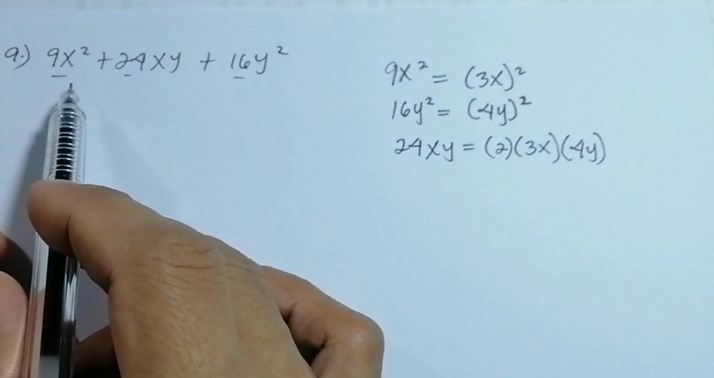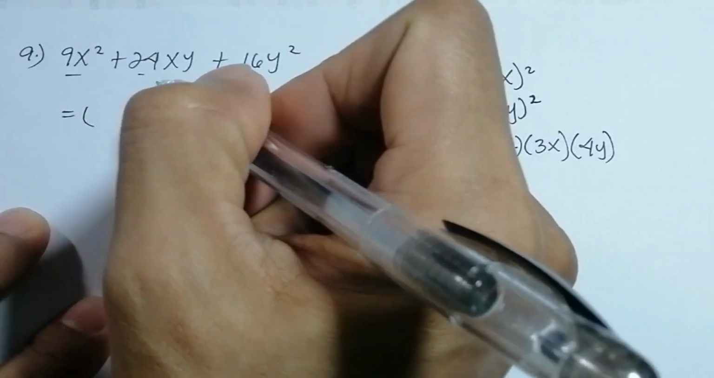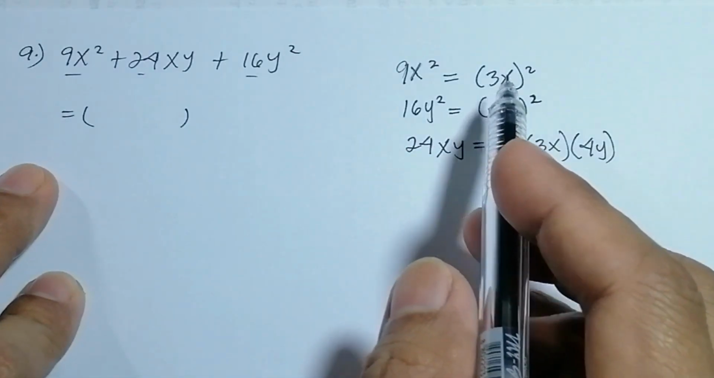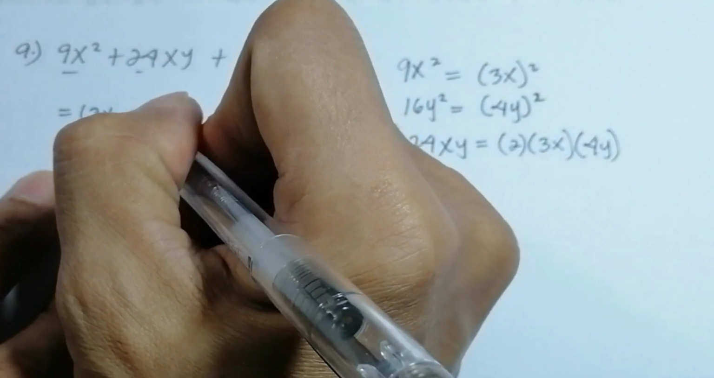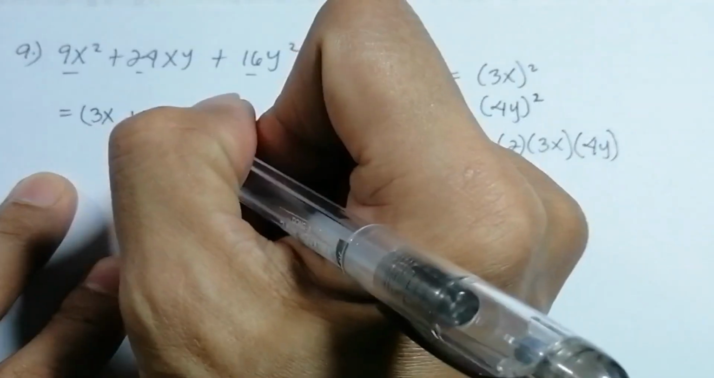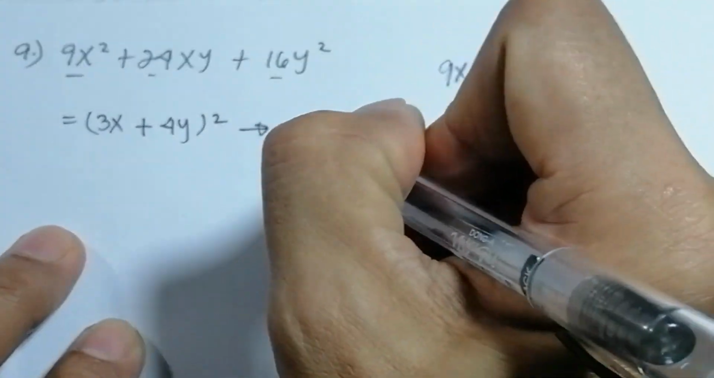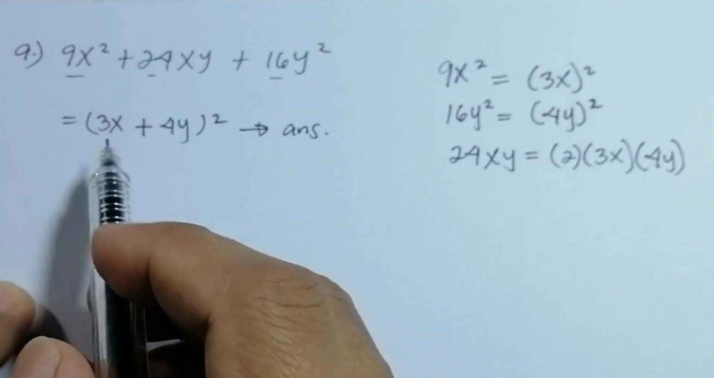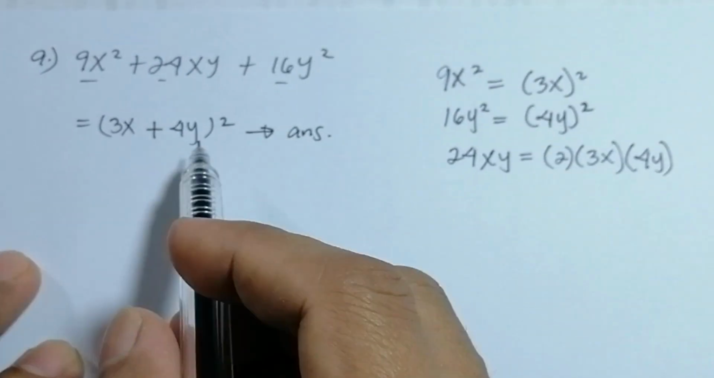So this will be written using the perfect square formula. Our x is 3x plus our y is 4y, all squared. So this is the final answer. Very easy. If we want to know that our answer is correct, we're going to check it.